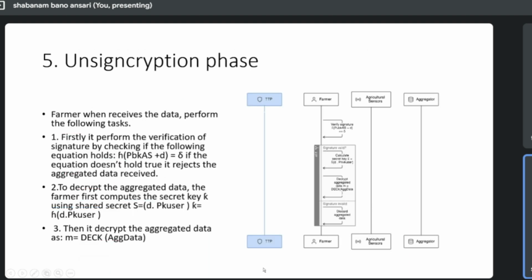Then, in the unsigncryption, the farmer first verifies the signature, and then checks if the signature is valid. Then it performs the decryption operation. If the signature is invalid, it discards the data.